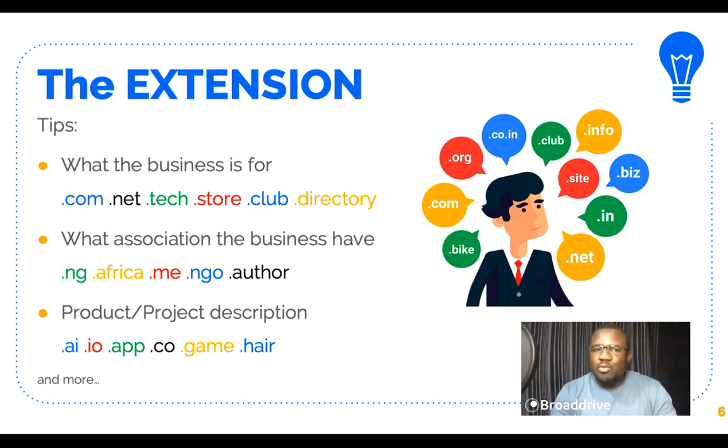And then if it's a project-based description that motivates your extension, you can also do the same thing. So you can have .ai, which means artificial intelligence for some products. You can have .io, which also means innovation. .app, meaning it's an app. You can have .co, .game, .hair. If it's a hair product, you can have like Nancy.hair, meaning Nancy Hair Salon, right? That's also a domain name. It works very well like every other domain name. There's nothing too special. Domain names are pretty much the same thing.